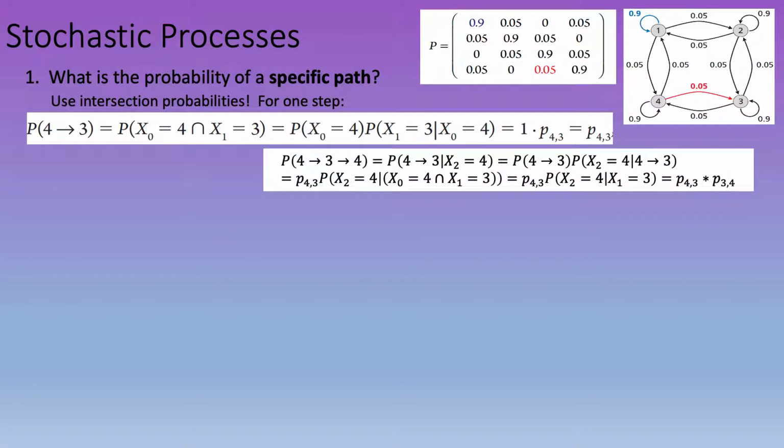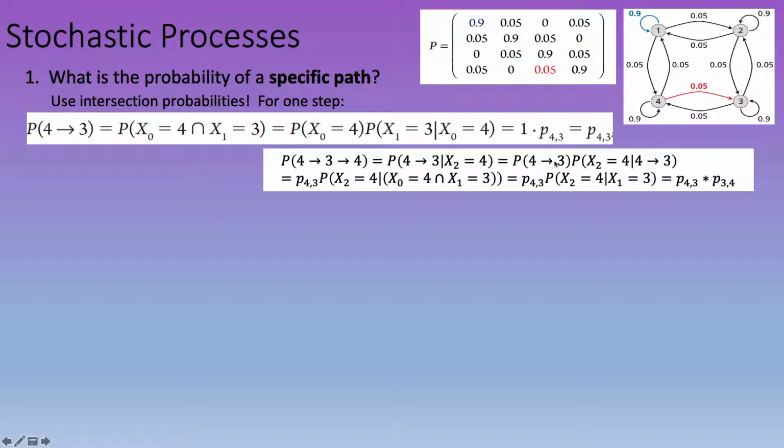Now, what if we think of a slightly more complicated example? Say we've got a path where we start at 4, go to 3, and go to 4. How would we then calculate this probability? Based upon the previous example, it's the probability of going from 3 to 4 given the probability of being in the 4 position at step 2.